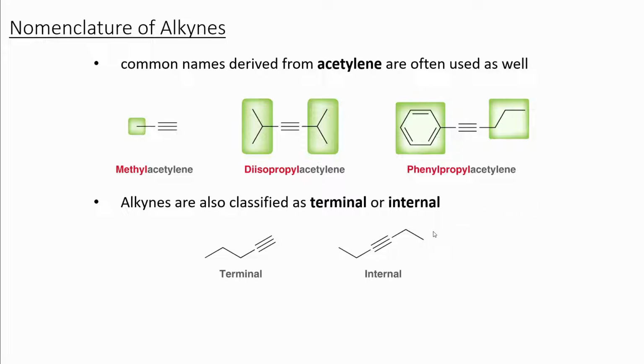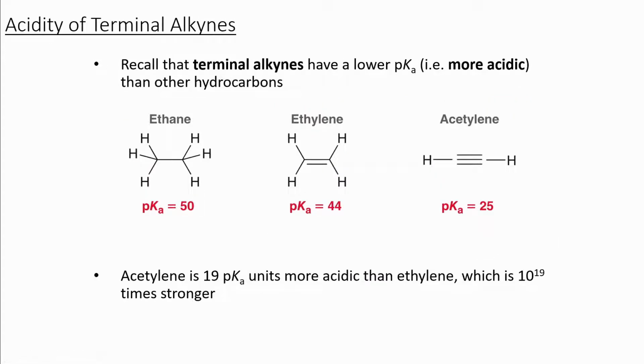Depending on how many substituents are attached to the alkyne, we can have either a terminal or an internal alkyne. A terminal alkyne will always have a proton attached to one side, where an internal alkyne will have two carbons attached to either side. In general, hydrocarbons are not very acidic. However, terminal alkynes are much more acidic than alkenes or alkanes. The pKa of acetylene is 25, which is 19 pKa units more acidic than ethylene.